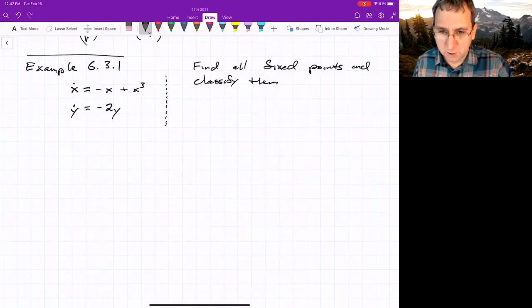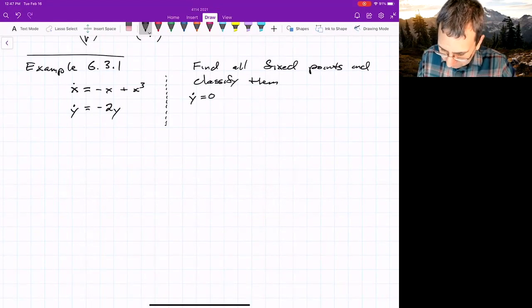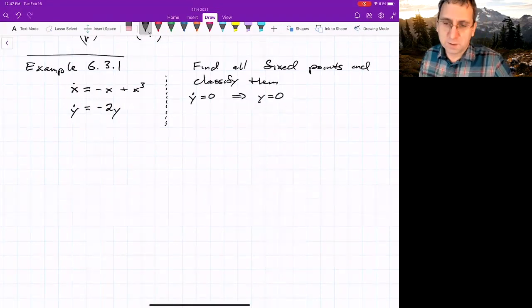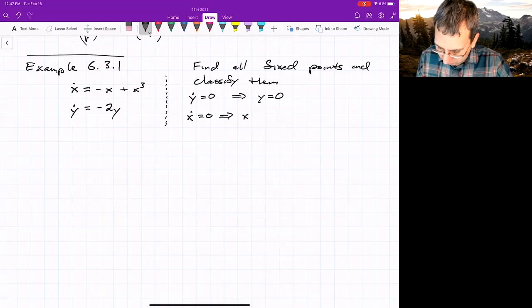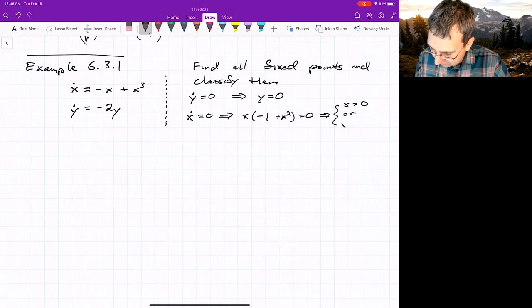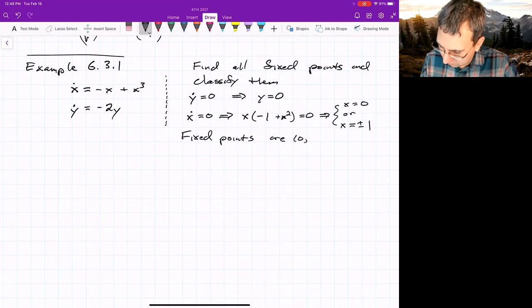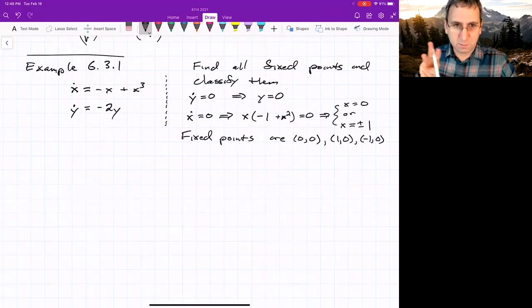So how do we find the fixed points? Let's start with y dot equals 0. That implies that y equals 0. So for all the fixed points, y will equal 0. But then what about x dot equals 0? We can pull out an overall x, then it's minus 1 plus x squared equals 0. So this implies we either have x equals 0 or x equals plus or minus 1. The fixed points are (0, 0), (1, 0), and (negative 1, 0). There are 3 fixed points. Let's look at the linearization near each of them.